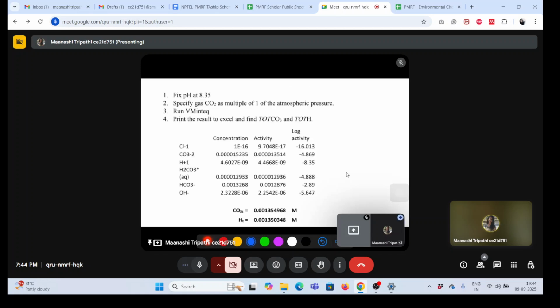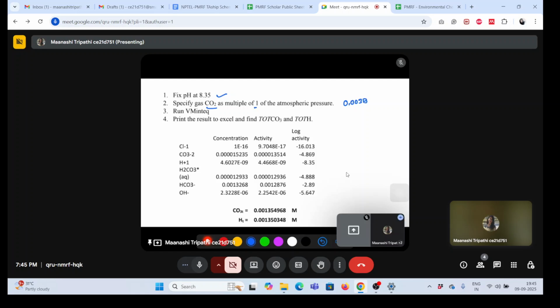Okay, so this is the solution. First, we need to fix the pH at 8.5. All the steps are written very clearly. So step one is that we need to fix the pH, because for the first system we knew the pH. After that, since it is open to the atmosphere, it will be in equilibrium with CO2 with a multiple of 1, and the partial pressure was 0.0038 or 0.004.